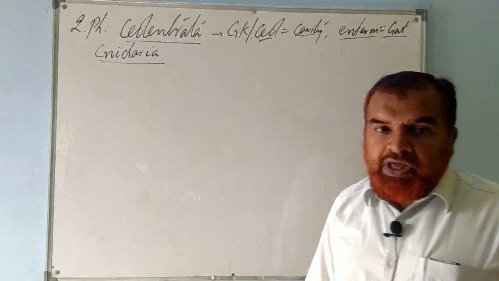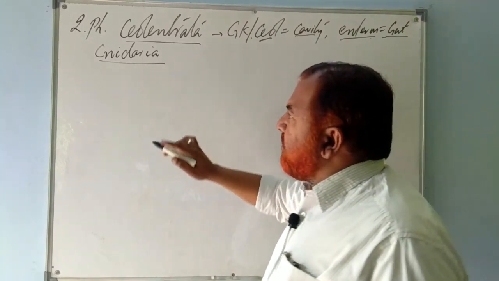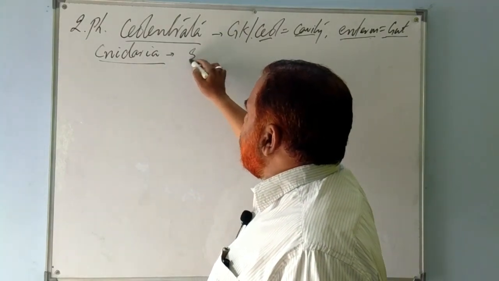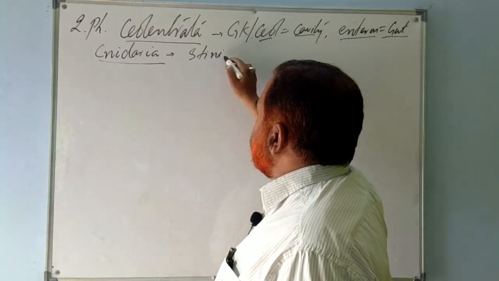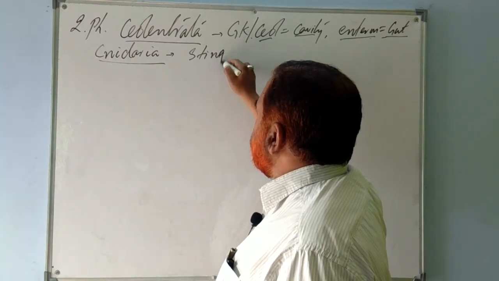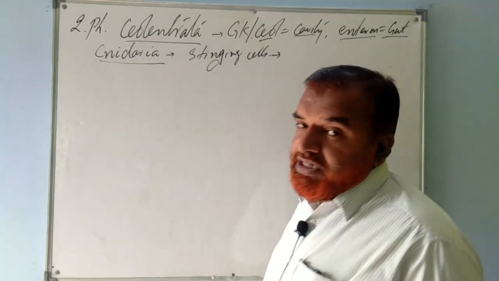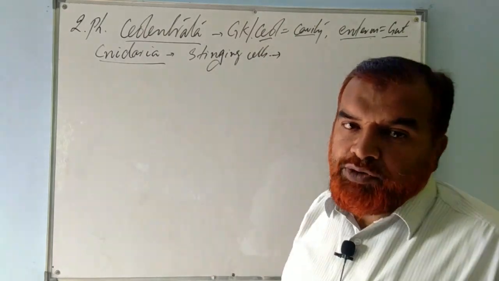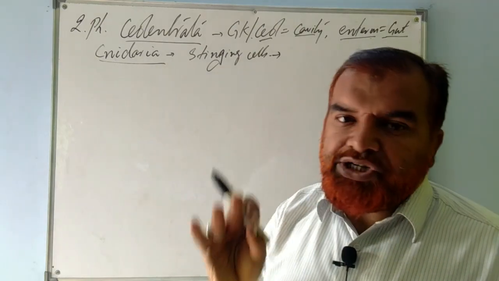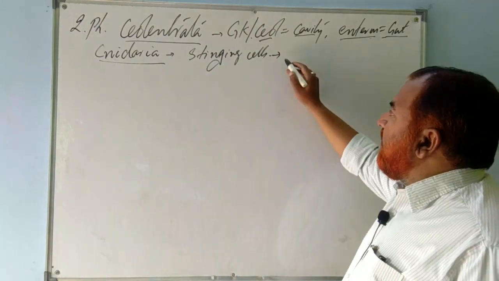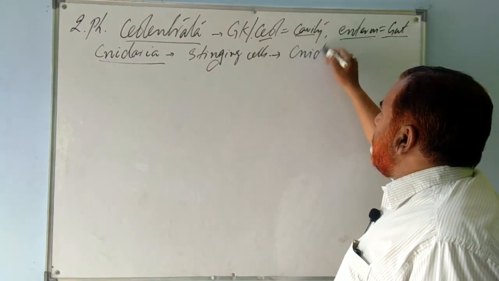Cnidaria. Why is this the name? Because these animals possess stinging cells. Stinging cells. They give shock, an electric shock. These stinging cells are known as cnidoblasts.